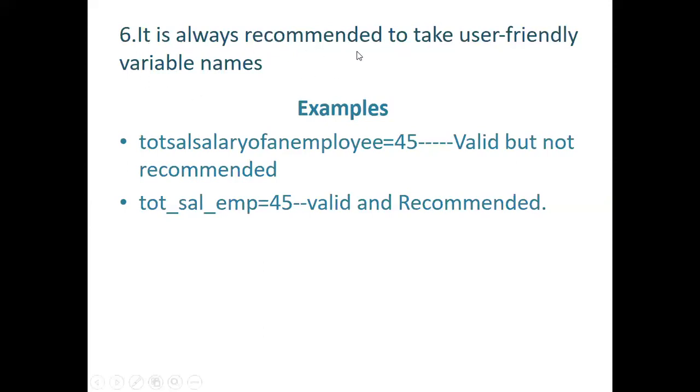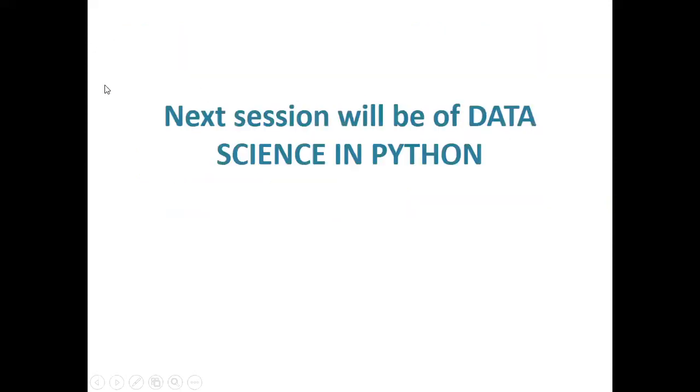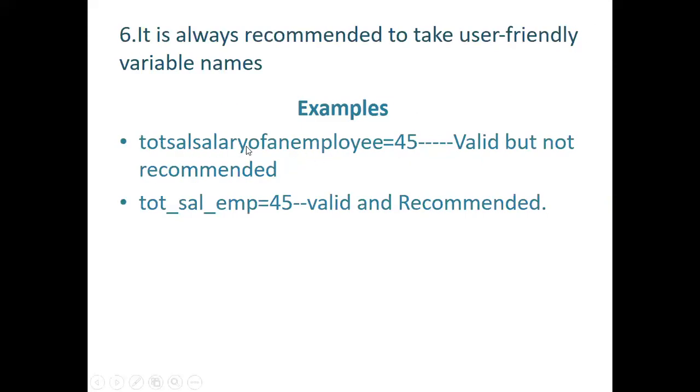Now, it is always recommended to use a user-friendly variable name like total salary of an employee. If I write like this, although this is clear, it is not understandable properly. It is valid, but it is not recommended. So if I use total underscore sal underscore employee is equal to 45, this is valid and recommended also. Although even the other is not wrong, it is not recommended because it will confuse everyone.